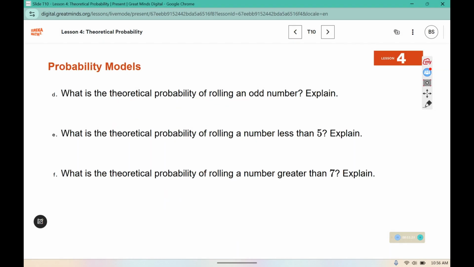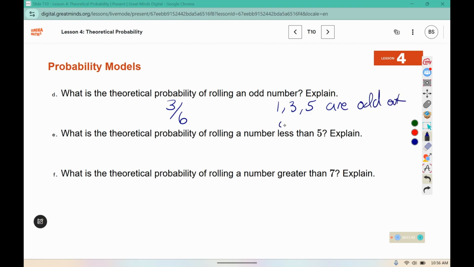What is the theoretical probability of rolling an odd number? Well, there are 3 odds out of the 6. 1, 3, and 5 are odd out of the 6 possibilities.